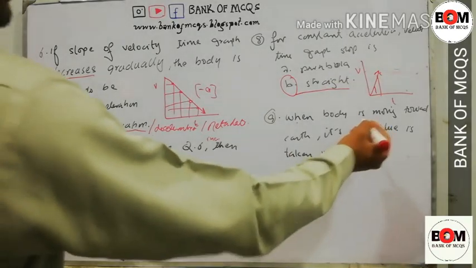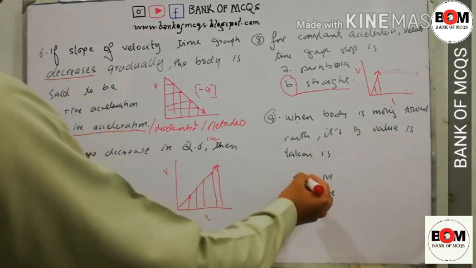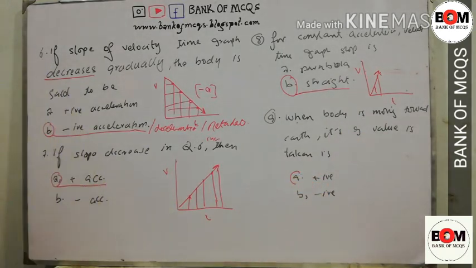When a body is moving towards earth, its g value is taken as positive or negative.